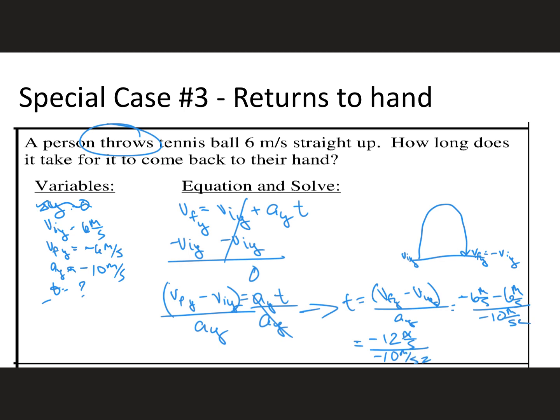Okay, so our meters will become 1. Some of our seconds are going to disappear. We're left with just one of them. That's going to flip up to the top. So 12 divided by 10 is 1.2 seconds, the amount of time that it takes to come back. And there's all of our problems.